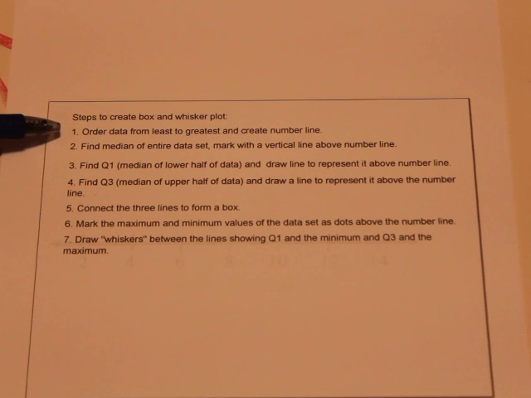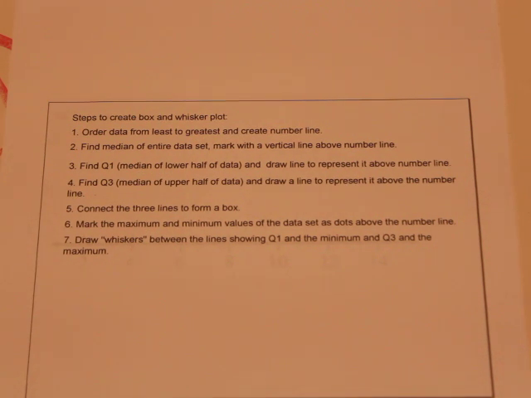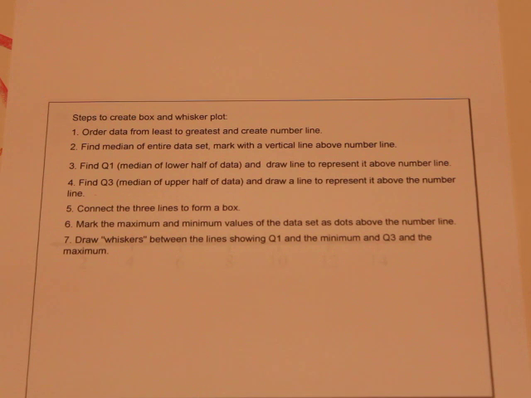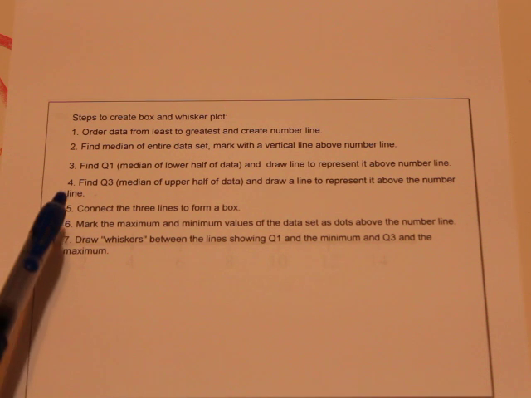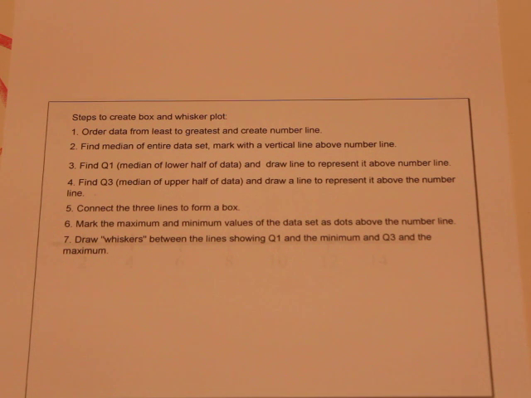Step 1 is to order your data from least to greatest and create a number line that matches it. Step 2 is to find the median of the entire data set, mark it with a vertical line above the number line that you made in step 1. Step 3 is to find Q1, which is the median of your lower half of the data, and draw a line to represent it above the number line. Then you're going to find Q3 and draw a line to represent it above the number line.